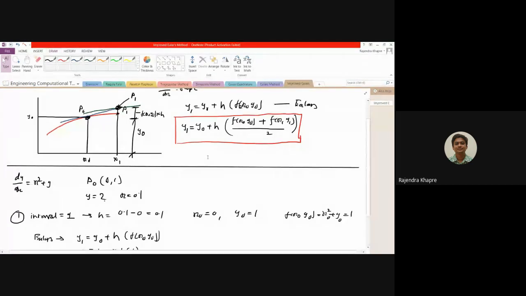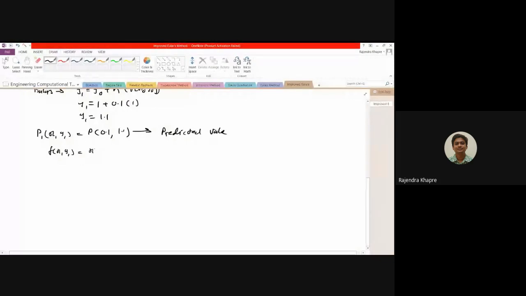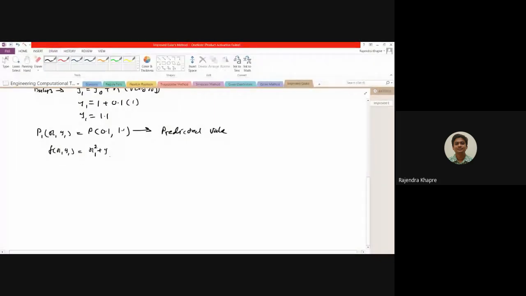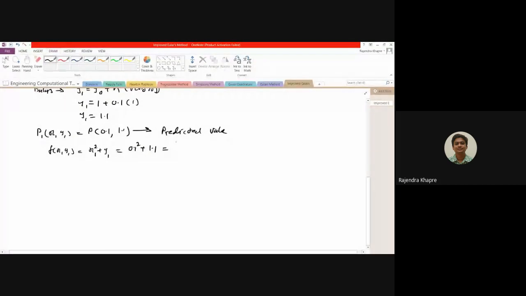Now in order to use this, I should know the value of f of x1 and y1. So I need to calculate f of x1 and y1. This is x square plus y with subscript 1, so this is 0.1 square plus 1.1. How much is this?